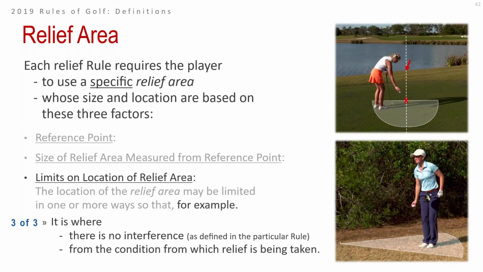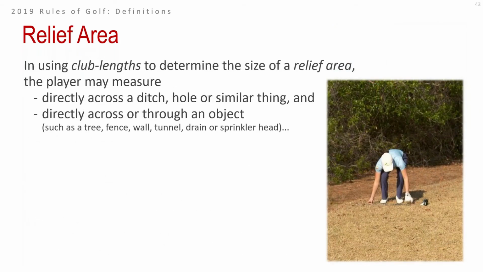And it must be where there is no interference from the condition for which relief is being taken. What that is saying is if you're taking immovable obstruction relief, you have to clear that interference from which you are taking relief. So you must get complete relief from that immovable obstruction. When we're gathering our relief area, you're going to use club lengths, which is another definition we'll talk about after this slide, to determine the size of that relief area.